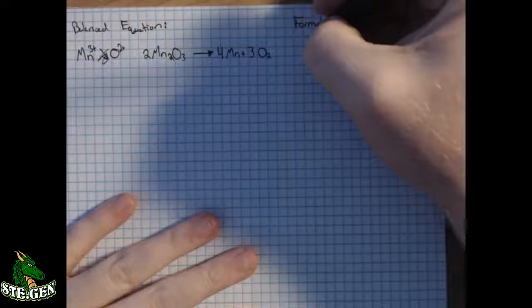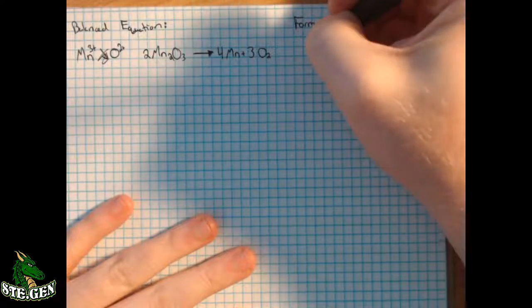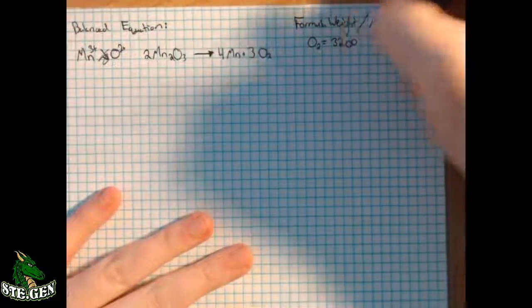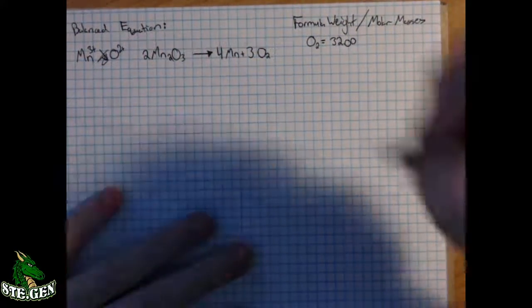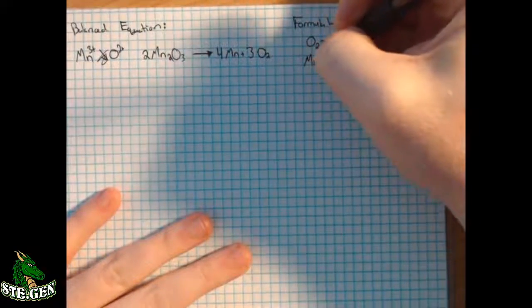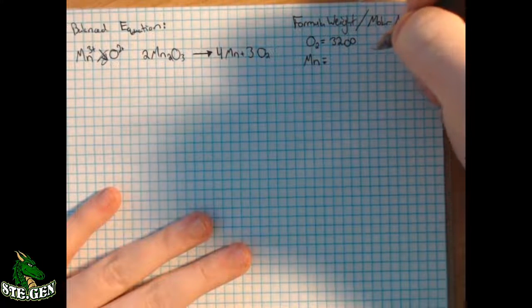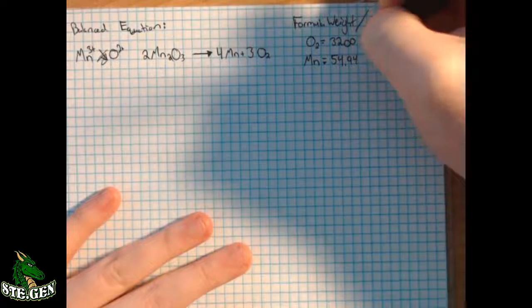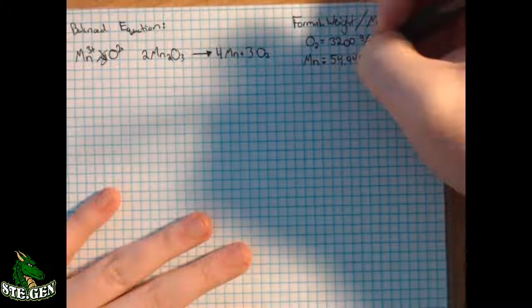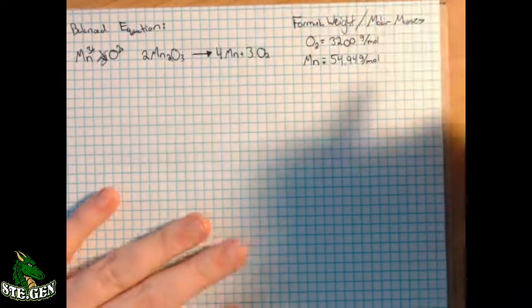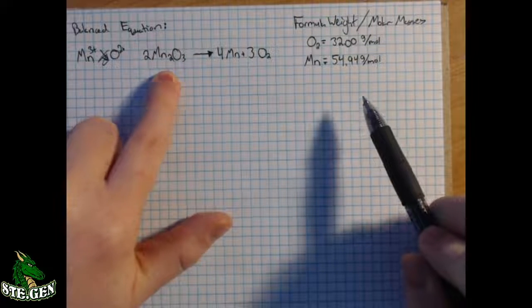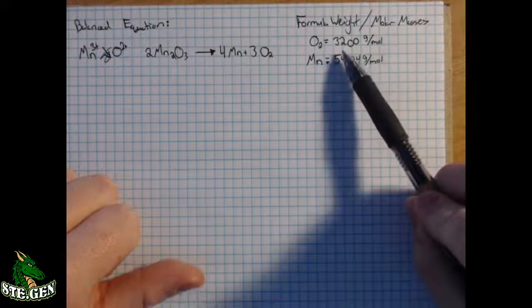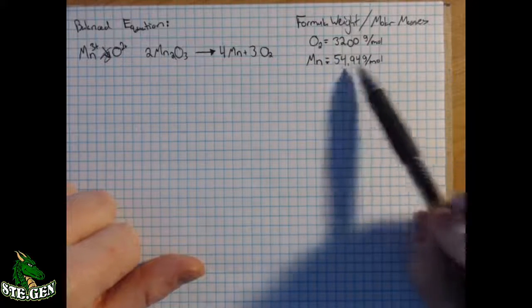So oxygen, O2, remember we do have to count the fact that it's O2. O2 is going to be 32.00, and that's just 2 times 16.00. And then manganese is going to equal 54.94. And these are all grams per mole numbers. So to get manganese 3 oxide, our Mn2O3, I'm going to have to take this, multiply it by 2, plus 32 plus an extra 16 would be 48.